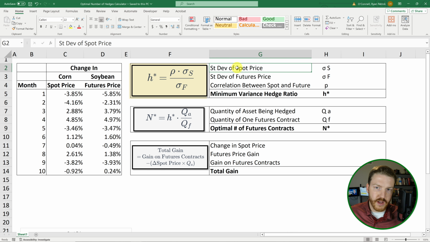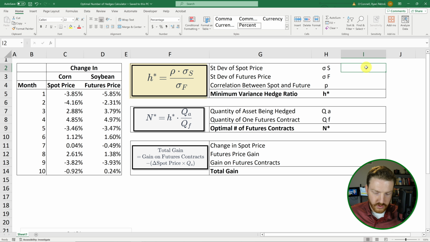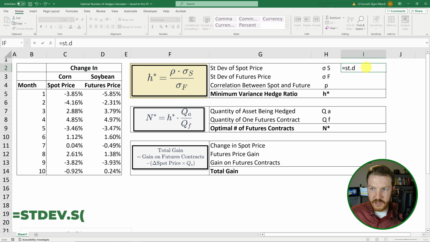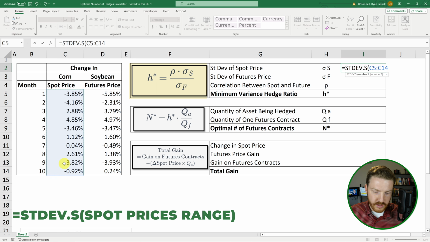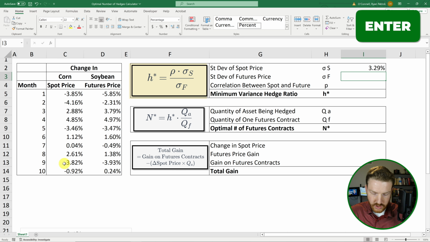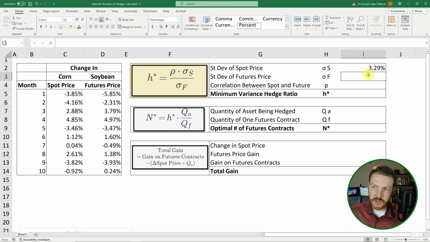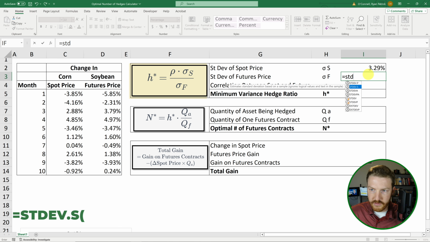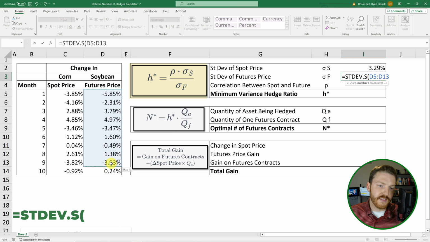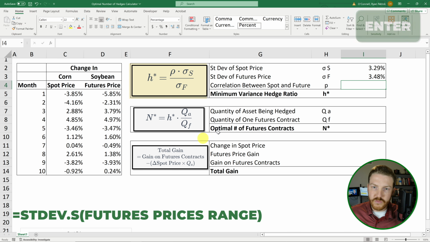So let's first find the standard deviation of the spot price. So that's just going to be equal to STDEV.S. I'm using S for sample because it's a small sample size. Let's grab that range, hit enter. And now let's find the standard deviation of the futures price, which is going to be equal to STDEV.S. And we'll just highlight this range right here.